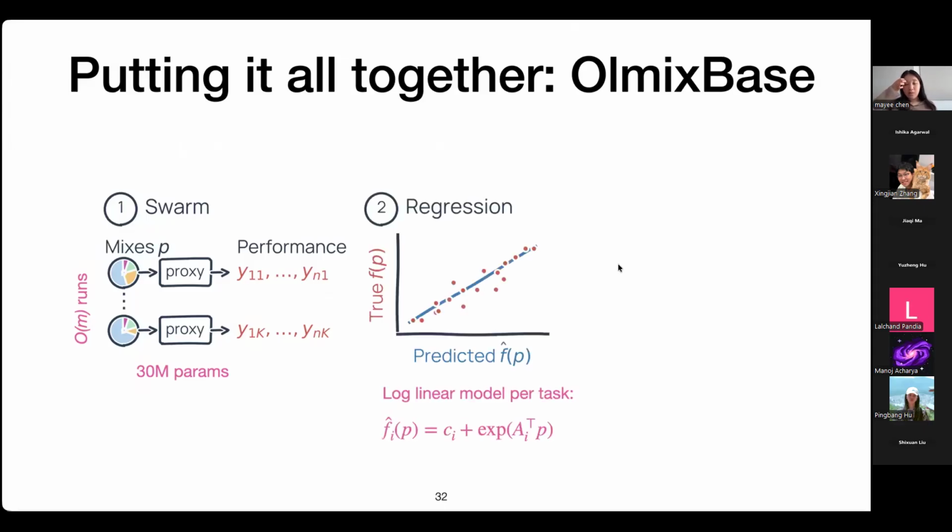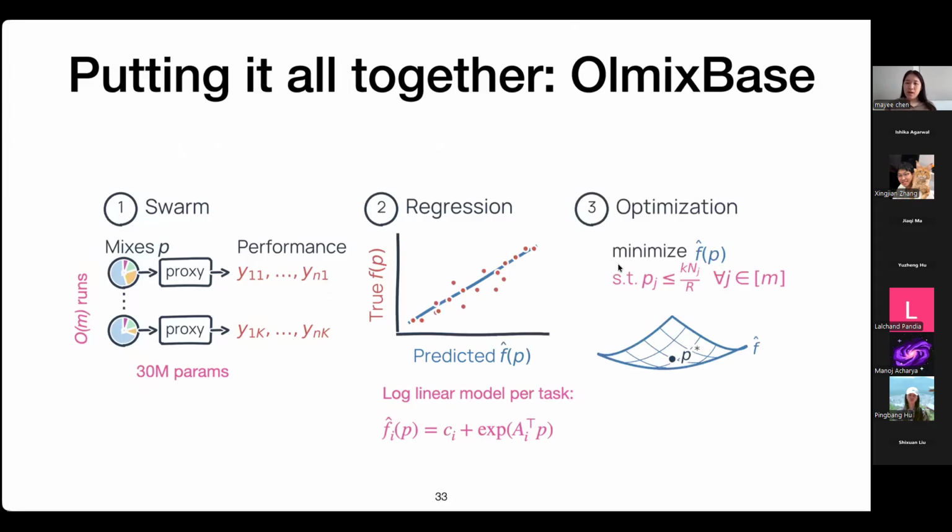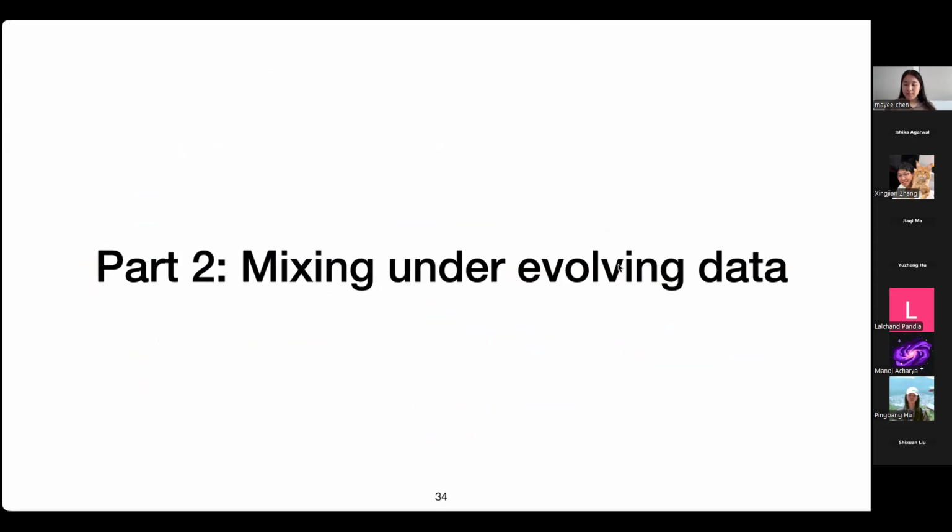In the regression model step, we decided to fit one log linear model for each task. And here I've written out the exact form of the log linear function. And then finally, in the optimization step, we optimize the average predicted performance, but now we add a constraint to ensure that the proposed mix does not excessively repeat samples. And so that summarizes the Olmix base procedure and the first part of the work.